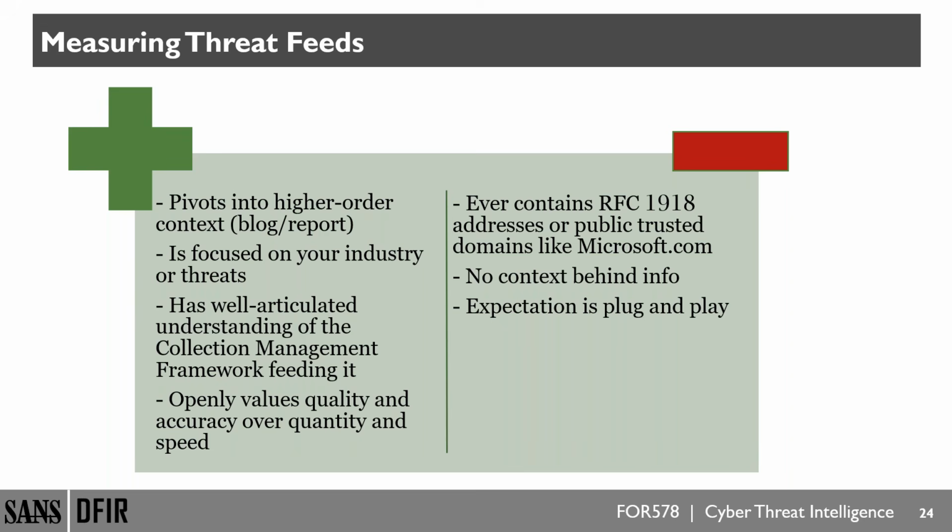Also, valuing quality over quantity. I too often have seen folks who feel like the more indicators, the more data they have, the safer they are. We got to get rid of that fallacy. The quality of indicators or behaviors or different intel you have that you can create out of these feeds is much more important than the quantity that you have of it. On the negatives, look for if they're RFC 1918, those non-routable IPs, or public domains, Microsoft.com, Google.com. That might be a red flag. You might want to avoid that feed. Also, if you can't find that context, that could be a red flag as well.